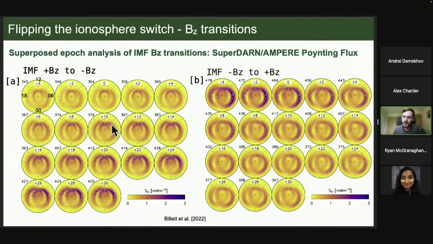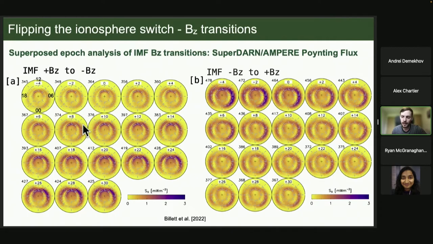Okay, so taking all the overlapping SuperDARN and AMPERE data, which is about 10 years worth currently, we can do some cool statistics with that. This, for example, is a superposed epoch analysis of IMF Bz transition. So it's a pretty boring thing to do, but it's kind of cool to show the power of the data set, I guess. So we've got Bz northward to southward transitions on the left, and then the reverse, which is southward to northward transitions on the right.